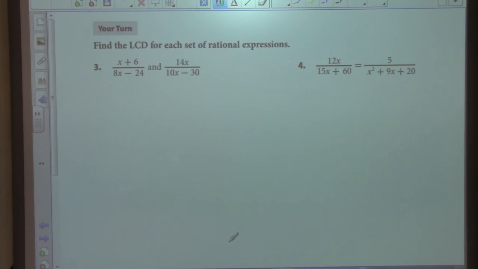Find the least common denominator for each set of rational expressions. And I did these yesterday. My question is, why is a least common denominator helpful? We're going to find least common denominators here. But why do you want to find a least common denominator? It makes it simpler in the long run. In the long run, it will cancel out some stuff.